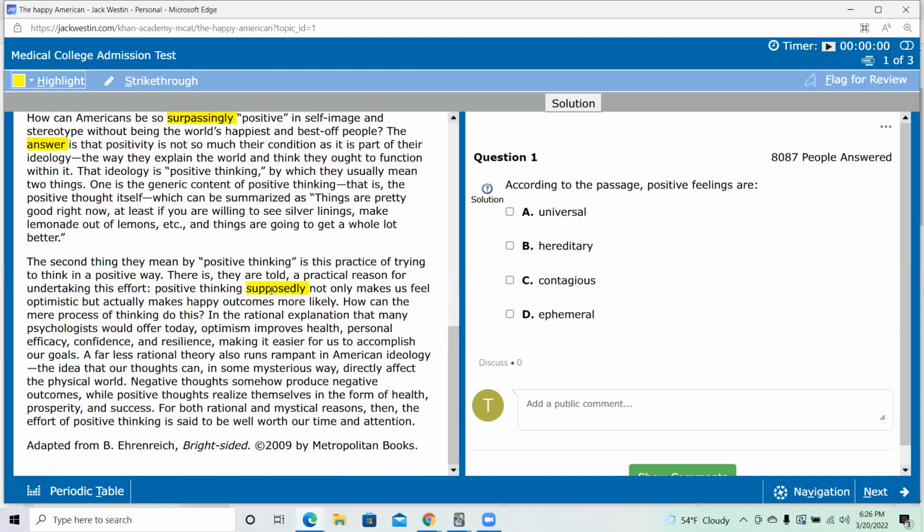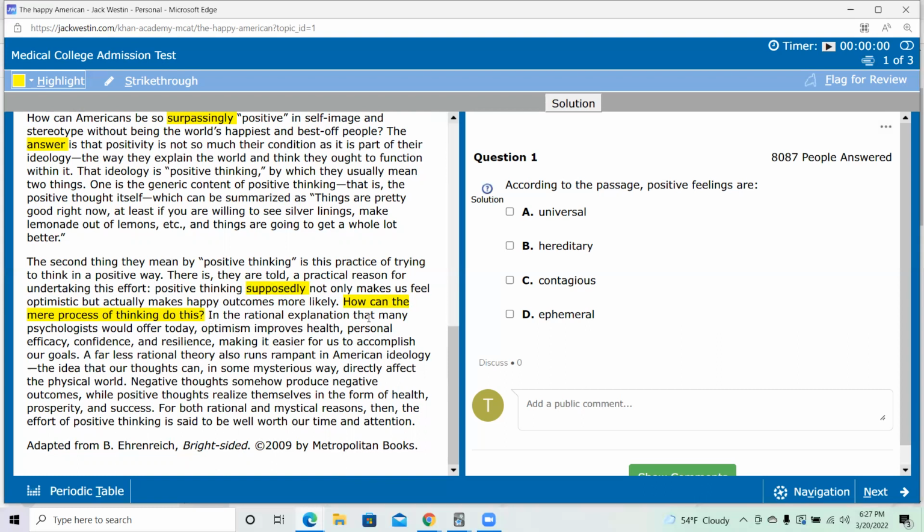If you're supposing something, you don't have full confidence in it, right? So this gives us a hint into his insight. Whatever he's talking about, he's like, supposedly. Like, I'm not advocating for this, but this is what they think, right? Positive thinking supposedly not only makes us feel optimistic, but actually makes happy outcomes more likely. How can the mere process of thinking do this? Look, he said supposedly, and then right after that, he directly expressed doubt, right? You see, so these hints, these word choices are very important.